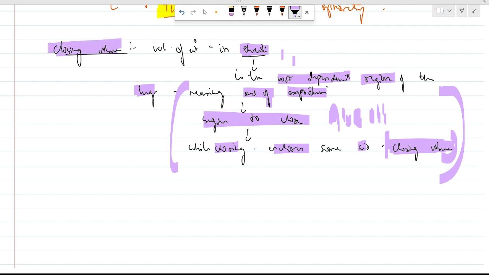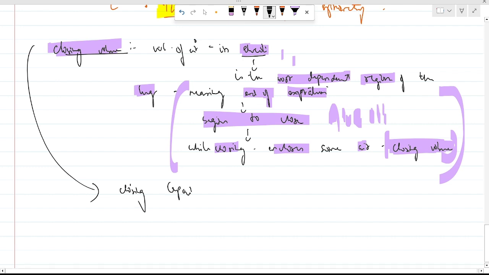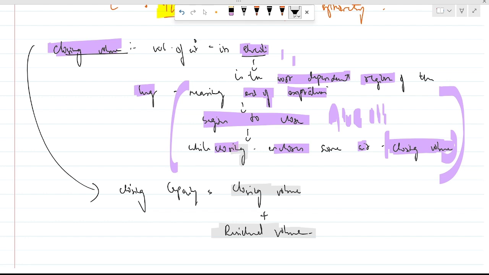Now what is closing capacity? Closing capacity is our closing volume in addition to residual volume. Closing volume with residual volume. Closing volume is the air enclosed by the alveoli, the most dependent part of the lung, as they close.